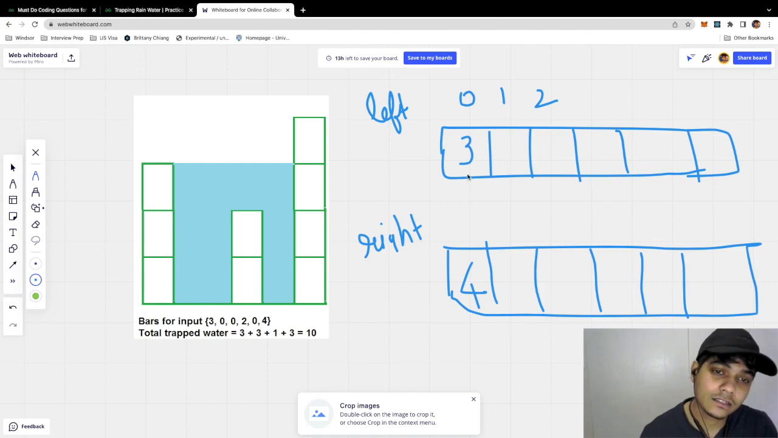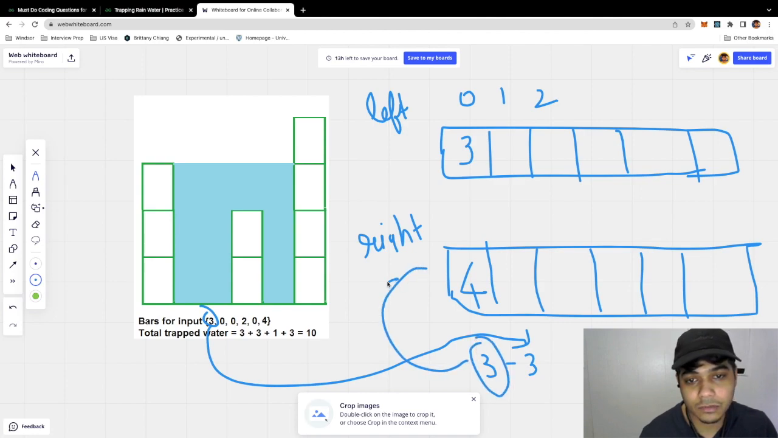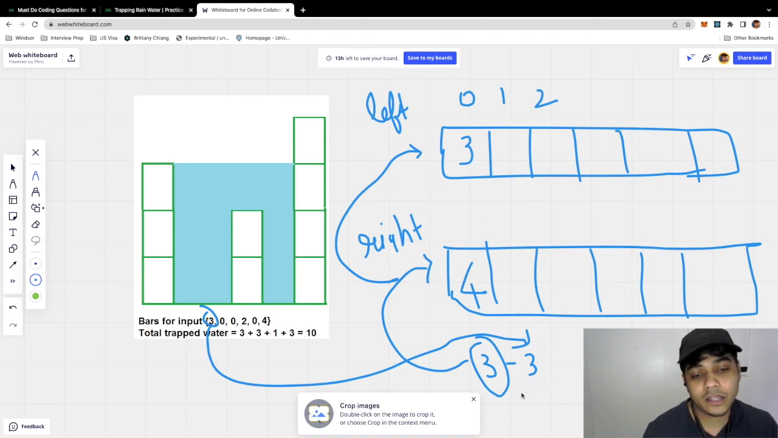So the idea here is that we would find the minimum of both these elements. So the minimum is 3, and we would subtract it with the element at this position, which is 3 again. So the 3 that we are getting from here comes up to here, and this 3 we are finding from the minimum of both these positions, right? And then we would add it to a total trapped water variable. So right now we have 0.